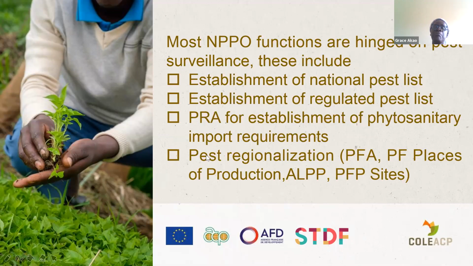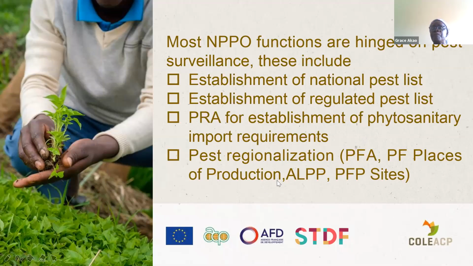Pest surveillance is also used in the establishment of pest regionalization. Things like establishment of pest-free areas, pest-free places of production, areas of low pest prevalence, pest-free production sites. So these are regionalized areas of production where the levels of pest infestation are controlled. This one, pest-free areas, is entirely free of that particular pest, and it is being officially maintained. And each time you keep updating your trading partner, we are at zero level. These are the actions, these are the corrective measures we are doing.